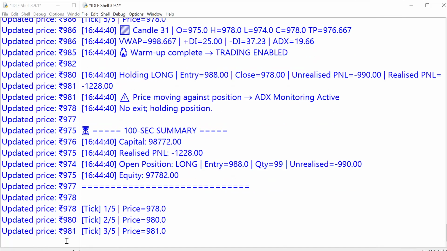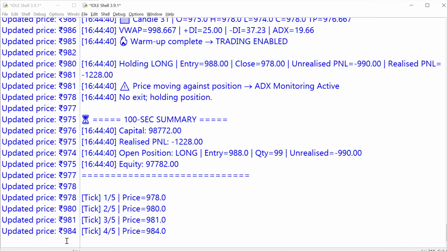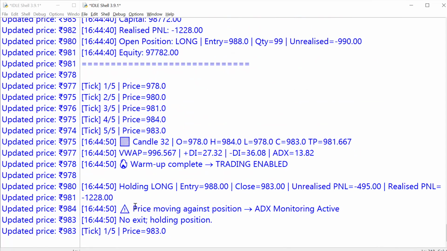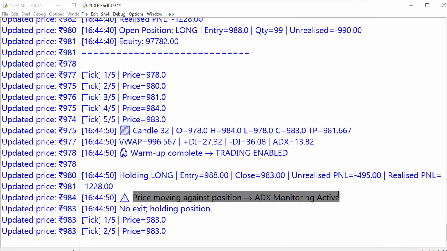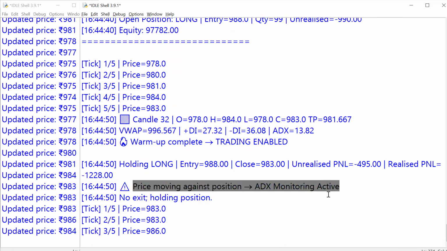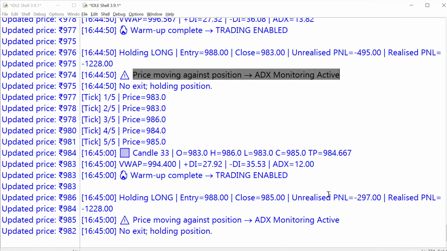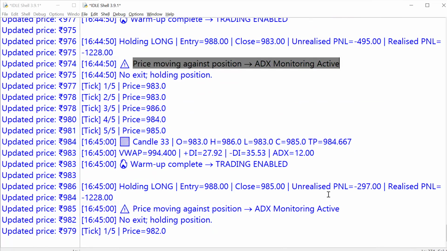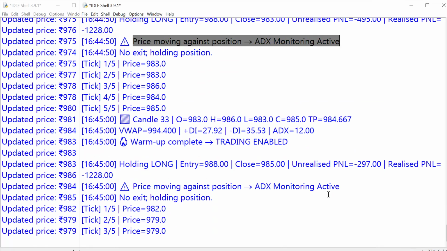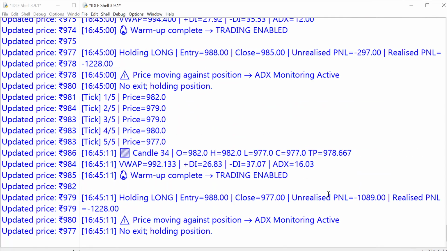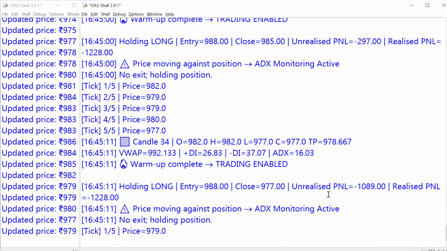We are holding a long position at 988. ADX is continuously monitoring our price movement. Okay, ADX says you have to book the loss, and we booked the loss of 300 rupees because the price was going against us. We are still holding a long position. ADX is still monitoring because the price is below 988.